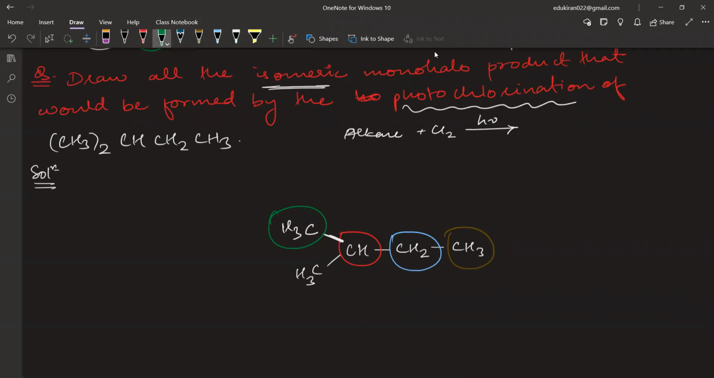So I will write the product for the first one. See, for the green one, what will happen? You will remove one of the hydrogens and replace the hydrogen with chlorine. So we'll write it like this: chlorine, CH2, CH. This CH3 will be as it is, and the rest of the molecule will be as it is.